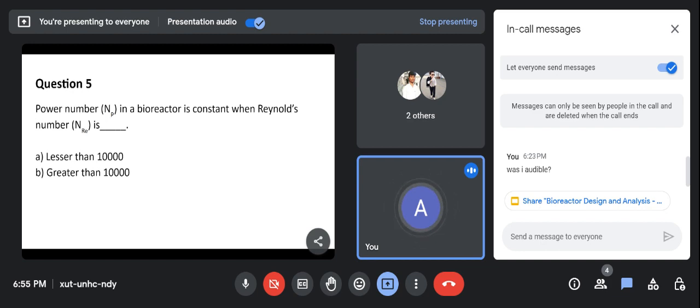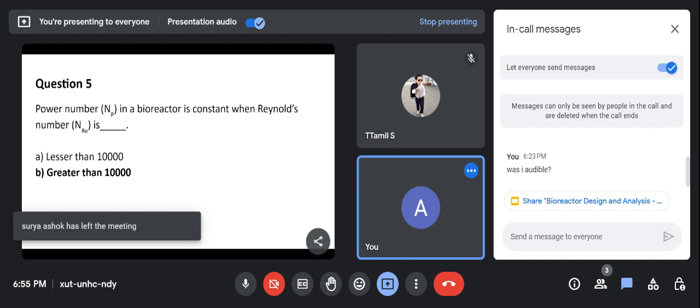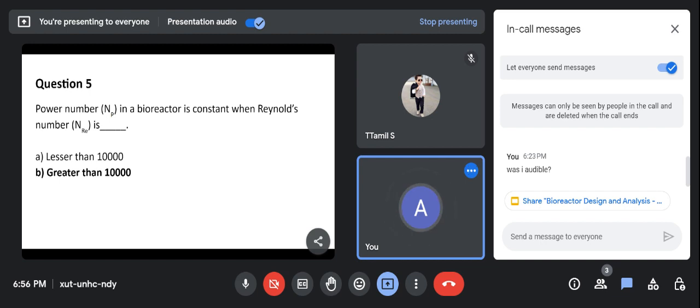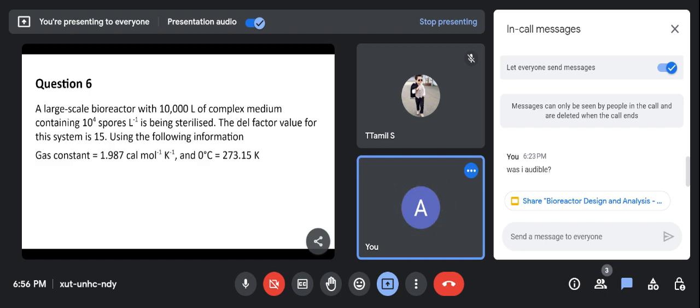Power number in a bioreactor is constant when Reynolds number is lesser than 10,000 or greater than 10,000. The answer to this would be greater than 10,000. Once a fluid has reached a Reynolds number greater than 10,000, it is considered turbulent flow, right? And at turbulent flow, the power number is constant. So let's move on to question number 6.